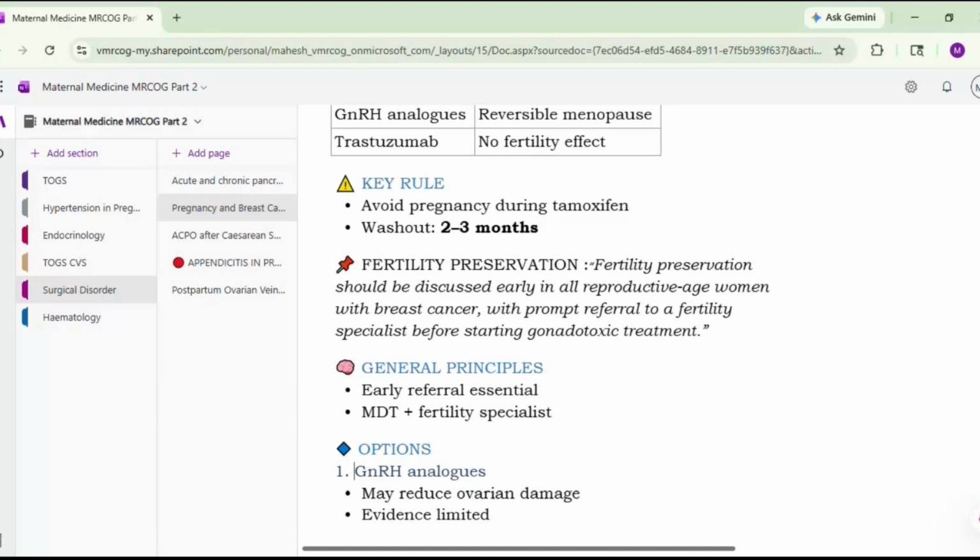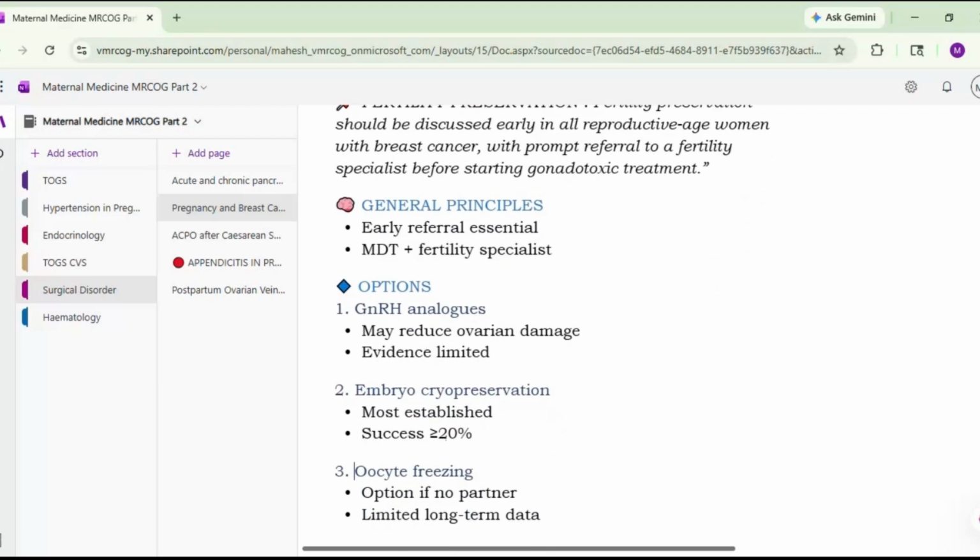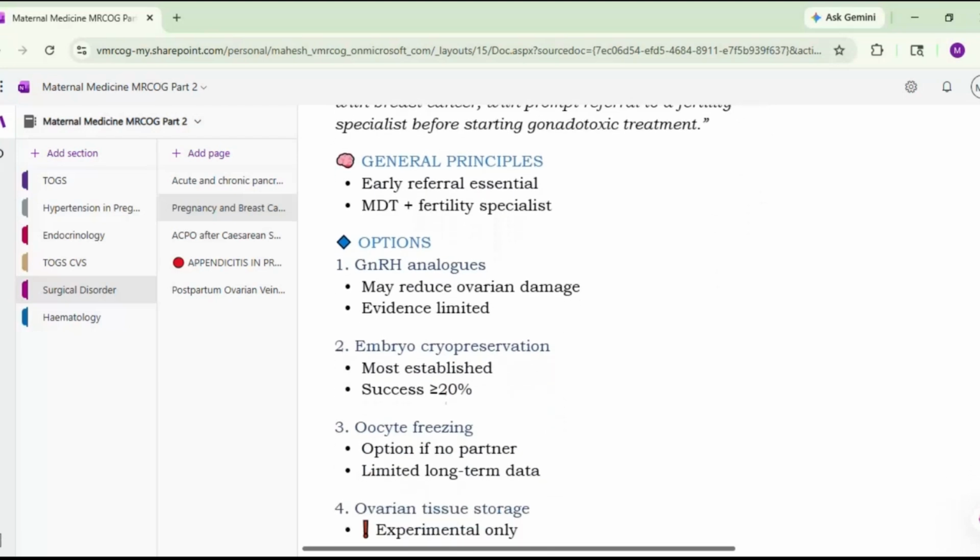So what are the fertility preservation methods for this patient? The general principle is that early referral is essential, and it should be multidisciplinary team management along with a fertility specialist, especially when the patient is young and wishes for fertility. So what options do we have? One is to go ahead with GnRH analogs. These GnRH analogs will reduce the ovarian damage. However, the evidence is limited.